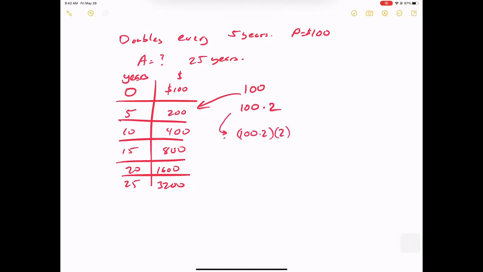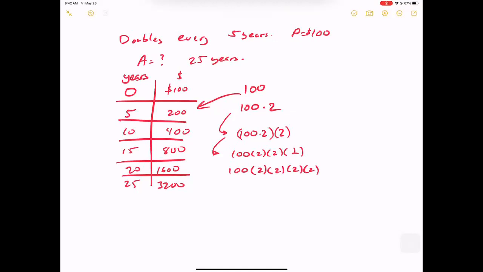And then to get to our next year, we took this answer 100 times 2 and then we multiplied by 2 again to get 800. Anyone seeing a pattern here? What am I doing at every step? I'm just multiplying by what? I'm just multiplying by 2. Hopefully you can see that. So what's a fast way for me to, instead of writing 2 times 2 times 2 times 2, right? We can use exponents. And this takes us back to compound interest.